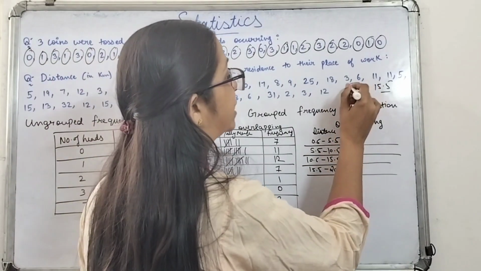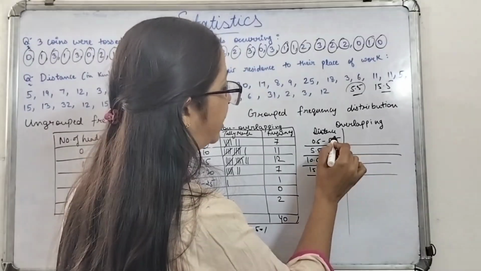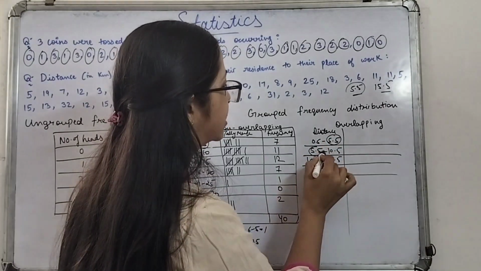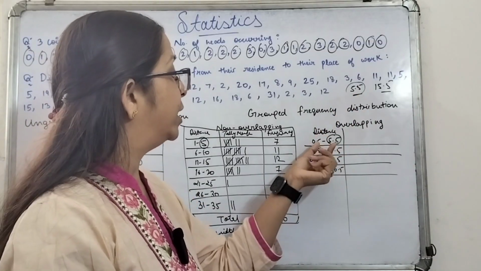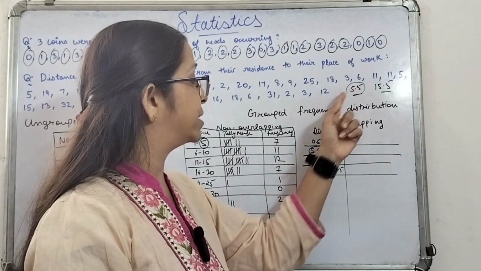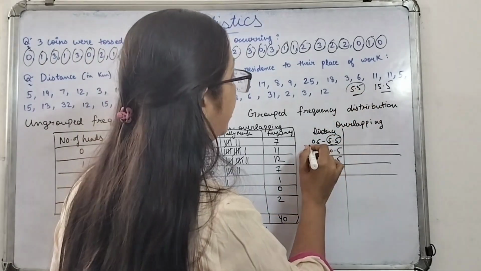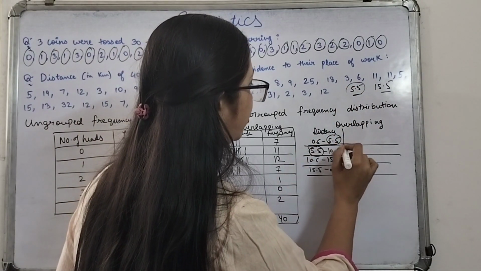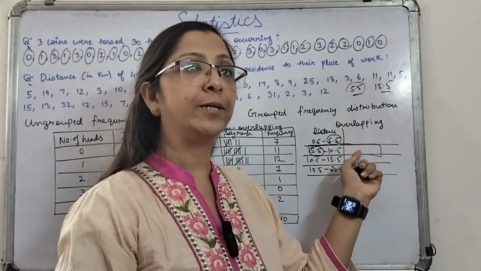Now, where will we be keeping this 5.5? In which class interval will we keep it? Because 5.5 is coming here also and 5.5 is coming here also. So by convention, we keep this 5.5 in the class interval where it is the lower class limit. So 5.5 will be part of this class interval 5.5 to 10.5. In this class interval, 5.5 will be included.